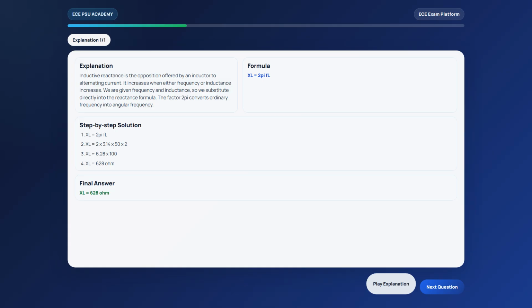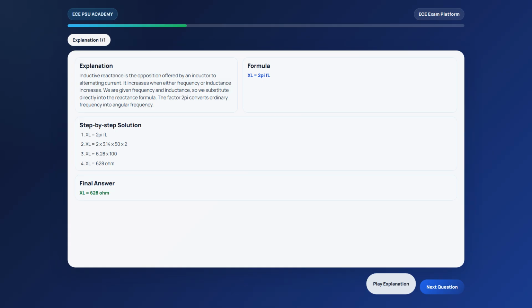Inductive reactance is the opposition offered by an inductor to alternating current. It increases when either frequency or inductance increases. We are given frequency and inductance, so we substitute directly into the reactance formula. The factor 2 pi converts ordinary frequency into angular frequency. Inductive reactance XL equals 2 times pi times frequency f times inductance L.